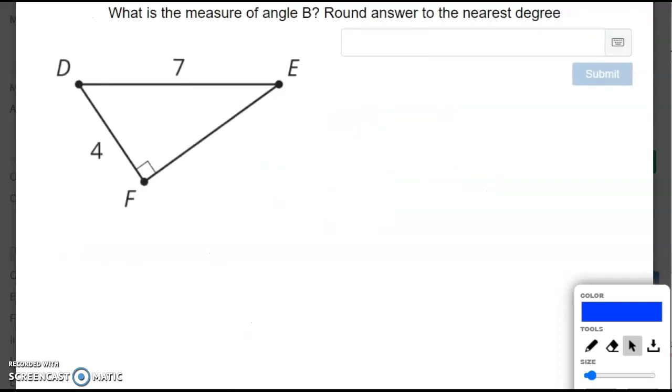All right, what about this? What is the measure of angle B? Round your answer to the nearest degree. Okay, so this time angle B, oh, no, we're looking for angle E.